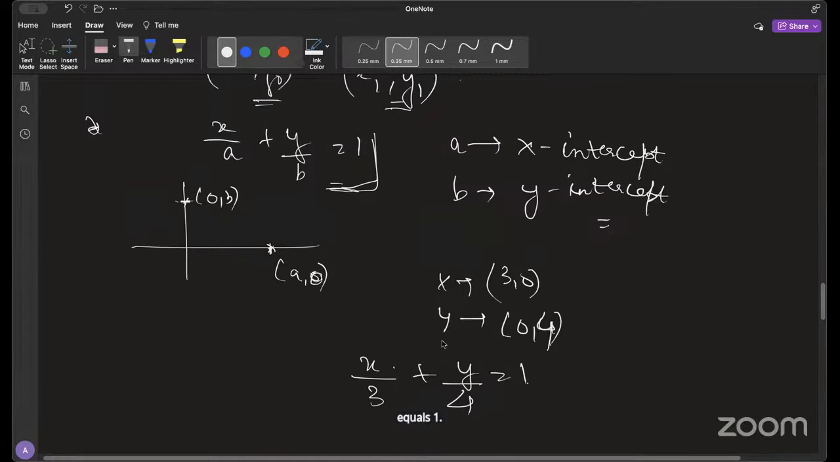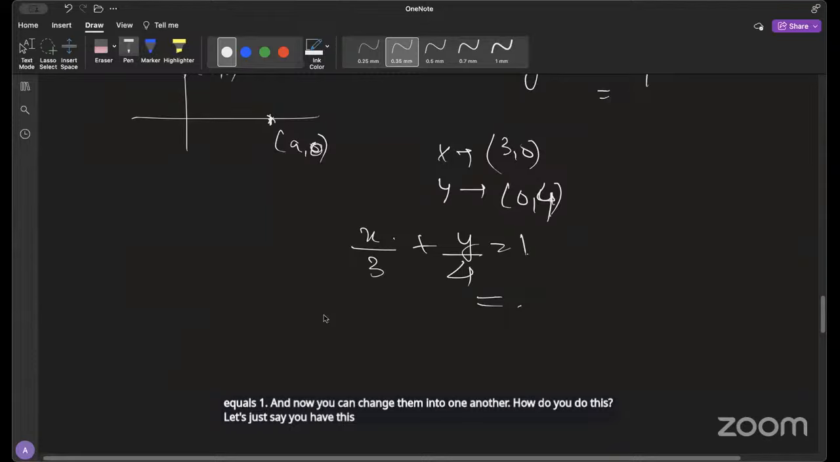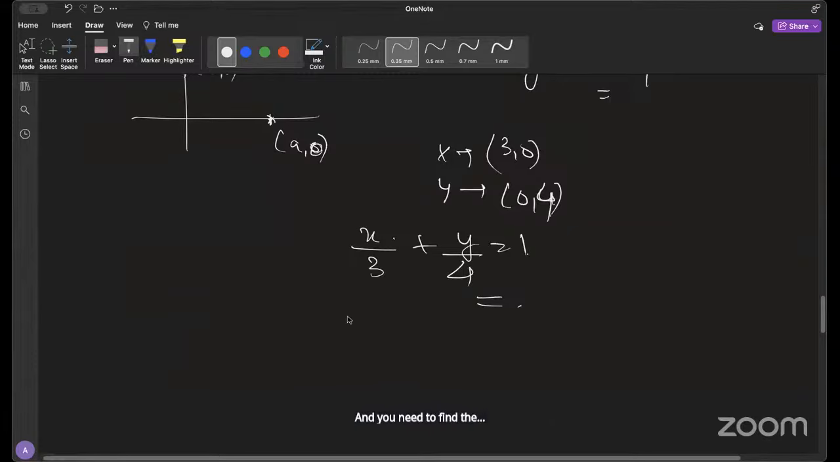Now you can change these forms into one another. How do you do this? Let's say you have this, and you need to find the equation in the slope-intercept form. You can just separate y from here. So you have y/4 = 1 minus x/3.